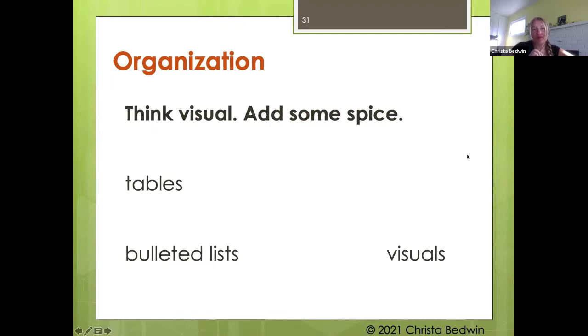So, think visual instead of just thinking about the words. So when I put add some spice, I mean like add some spice. Think about not just making black and white. In fact, before this presentation, we were talking about black and white and color. You know, there's no reason to make things boring looking. So sometimes you can use a table or a bulleted list, or you can just put something in a different space on the page. It wakes people up. It's really good to keep people awake when they're reading your stuff.